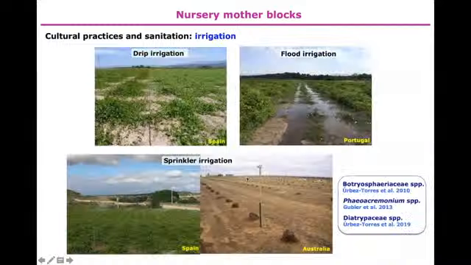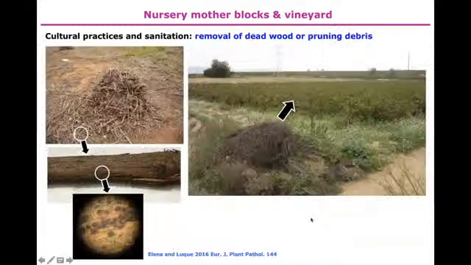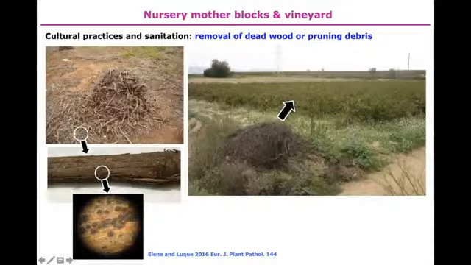Different systems can be used to irrigate nursery mother blocks. Drip irrigation is strongly recommended since overwatering favors most soil-borne pathogenic fungi and reduces aeration, and overhead sprinkler irrigation can trigger spore release of Botryosphaeria, Phaeoacremonium, and the Eutypa species. Removing and destroying all diseased wood from the vineyard still remains the best practice to reduce the number of new infections for all GTD pathogens affecting mother blocks and mature plants.